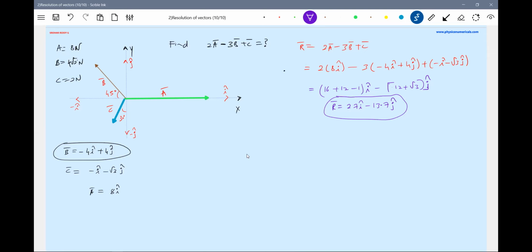After this, what shall I do now? We have to calculate the magnitude. 27 whole square plus minus, what do you do with the negative sign? Okay, doesn't matter. Solving this, I'll end up with 30.3 Newton.